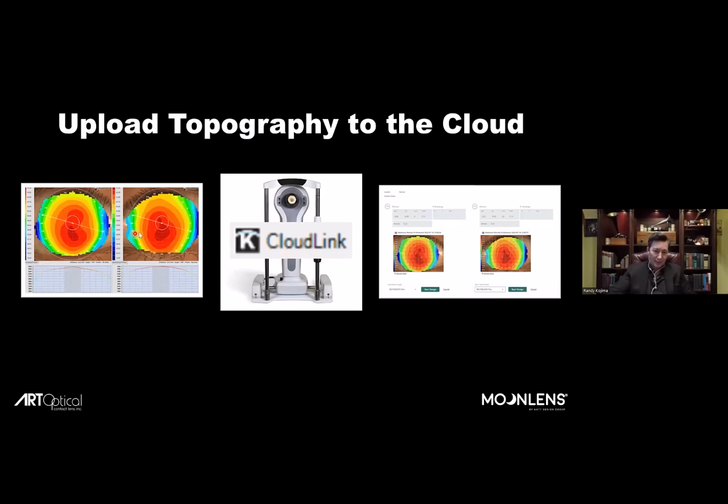I'm going to take my topographies. I'm going to click on the Cloud Link icon that's embedded into my topographer's software. Then that is going to automatically send all of the thousands of data points from my corneal topography right into the CAT Cloud platform. So I don't need to do any kind of manual upload. I don't need to do any manual collection of data to come up with a lens. It's just all going to be collected automatically by the software.